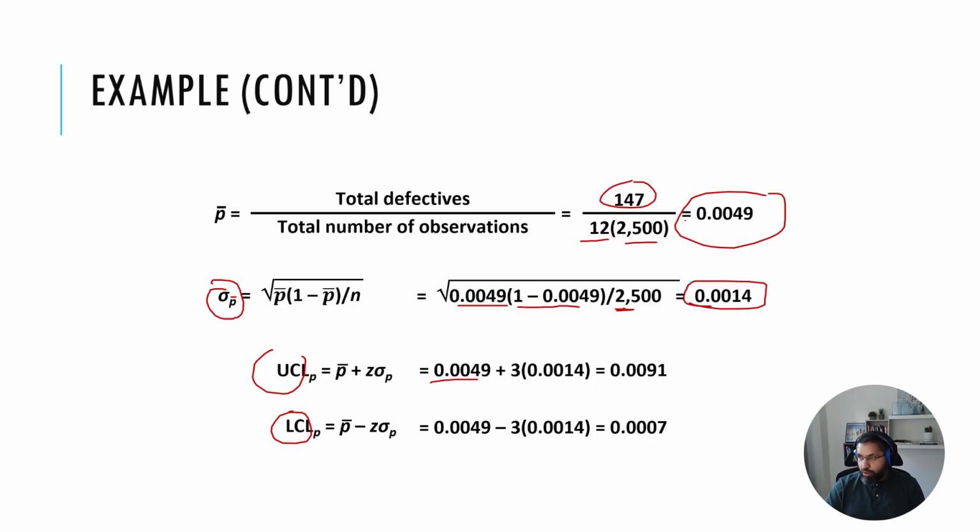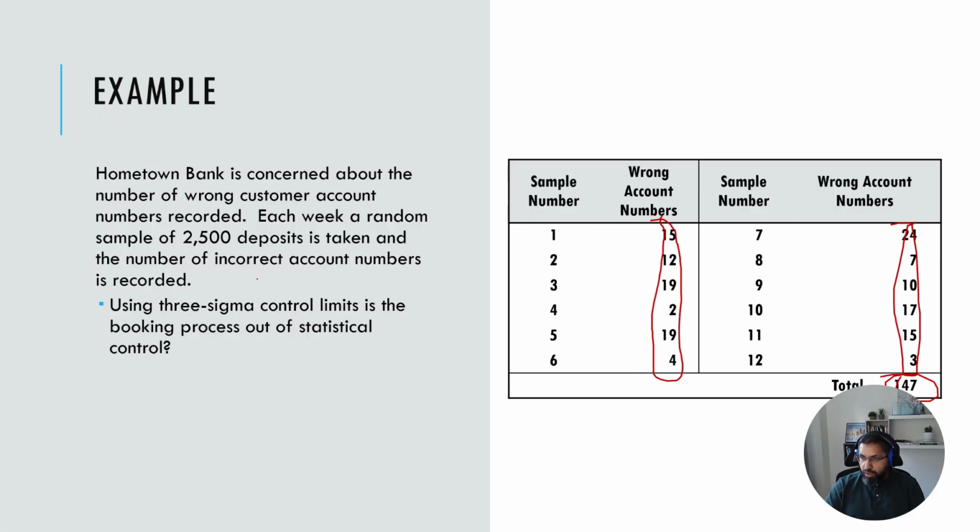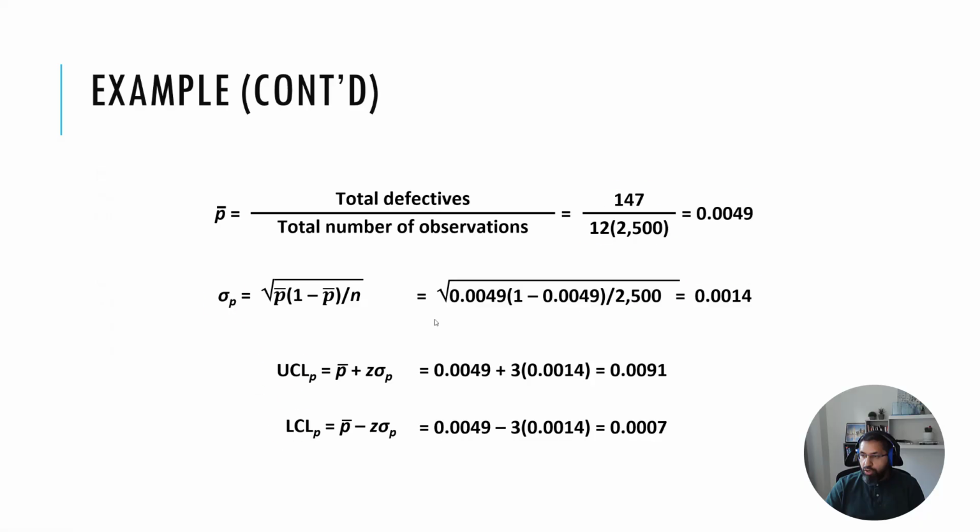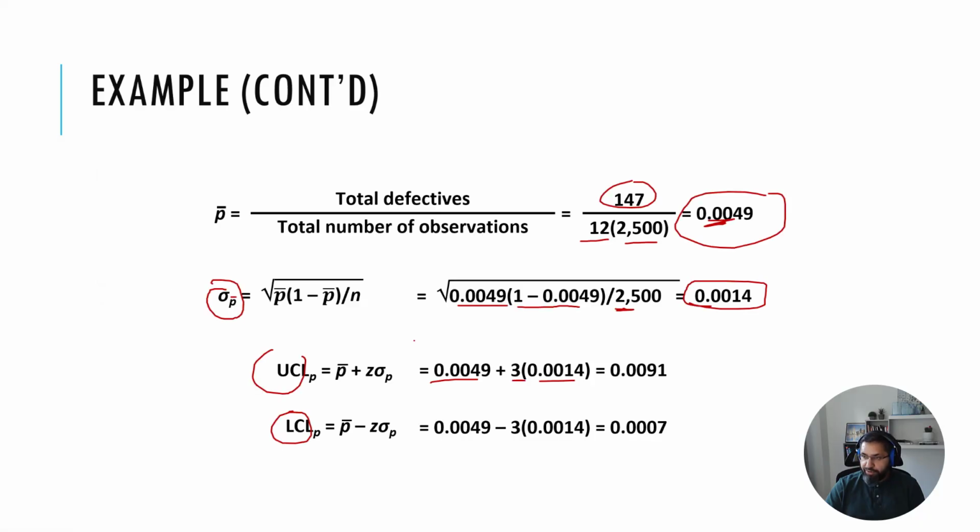UCL is going to be P bar from here plus Z is 3. Remember I said, see it says 3 sigma control limits. So that means Z is 3. Okay, so Z is 3, and then standard deviation of P bar is from this calculation. I get an upper control limit, I get a lower control limit.